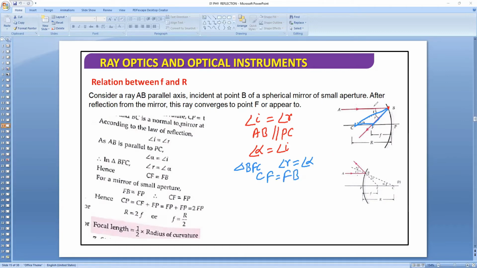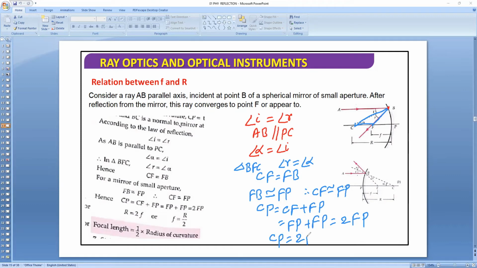Now, for a mirror of a small aperture, FB is approximately equal to FP. Therefore, CF is equal to FP. Now you can see CP is along the principal axis. CP we can write as CF plus FP. Since CF is equal to FP, on the place of CF, we can substitute FP. FP plus FP is equal to 2FP. So finally, CP is equal to 2FP.